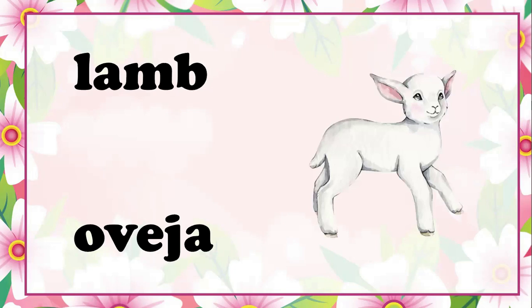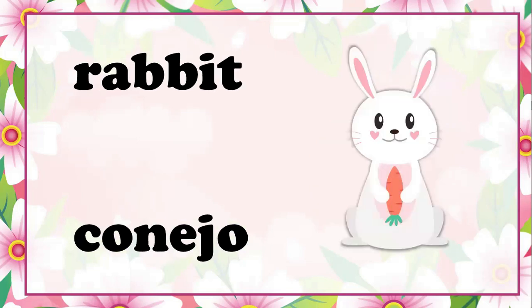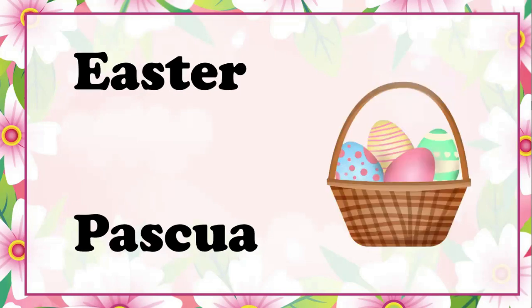A lamb is an oveja. It's very similar to the word abeja for bee. So abeja is a bee. Oveja is a lamb. A rabbit is a conejo. Easter is Pascua.